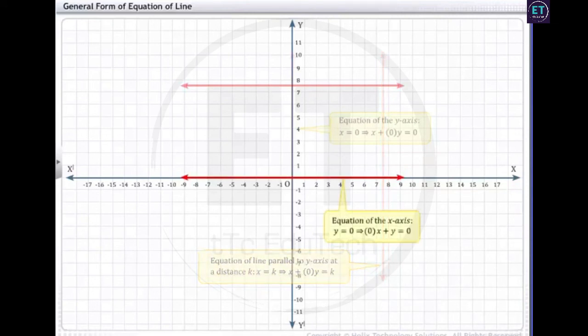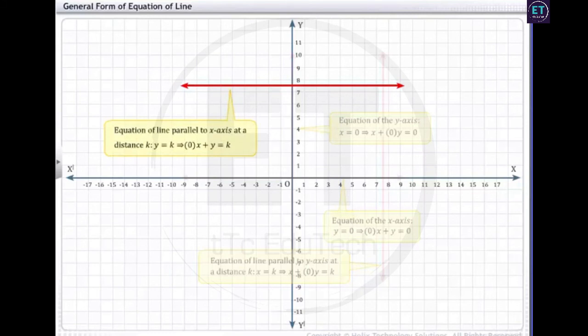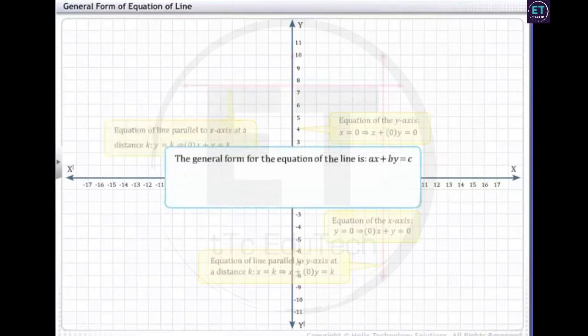The equation of the X-axis, y equals 0, is represented as 0x plus y equals 0. And the equation of a line parallel to the X-axis at a distance k, y equals k, is represented as 0x plus y equals k. Therefore, the general form for the equation of a line is ax plus by equals c, where a, b and c are real numbers, and a is not equal to 0 or b is not equal to 0.